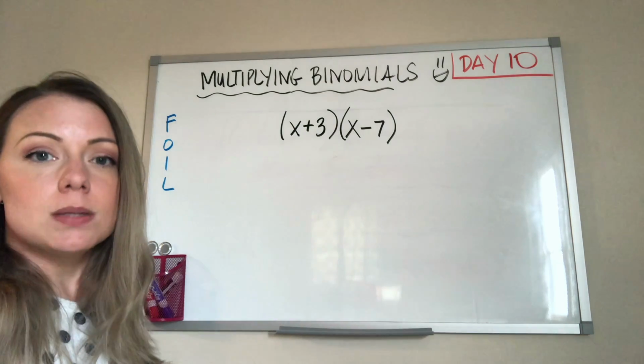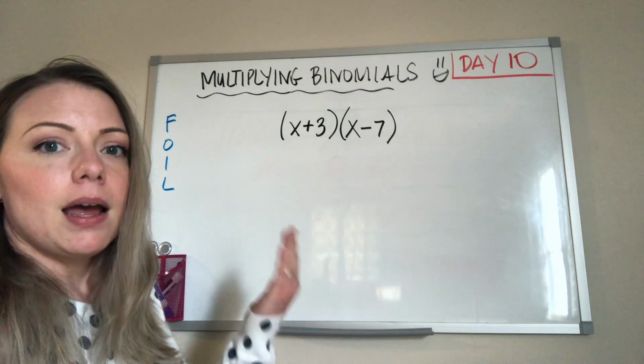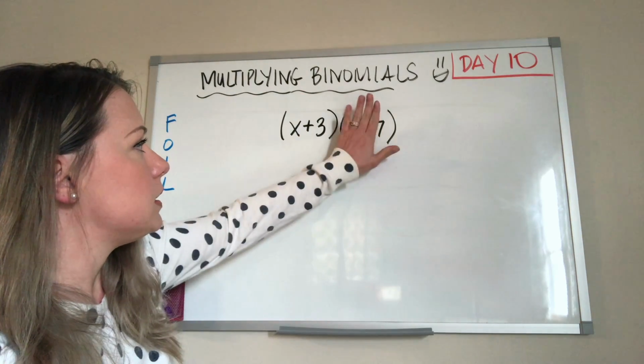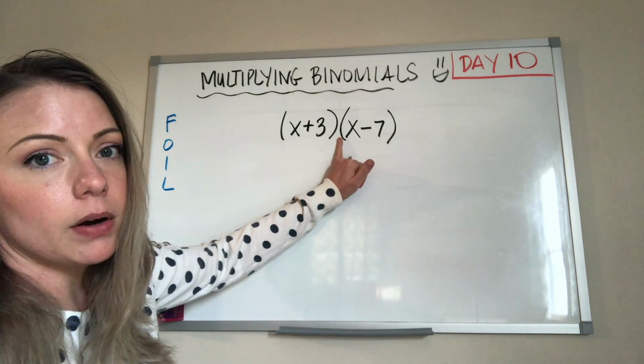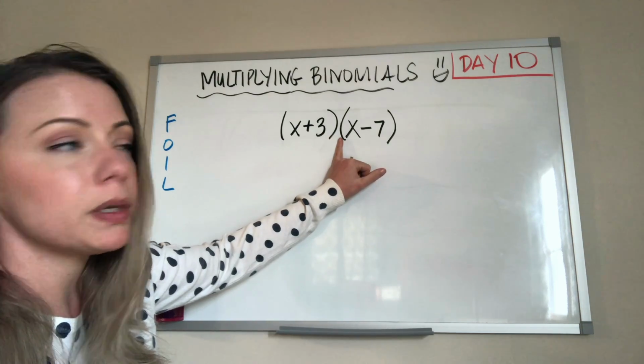If I wanted to multiply them together, let me take a step back. I know I need to multiply these together because I have a set of parentheses next to another set of parentheses, which tells me they're multiplying. All right, so keep that in mind. If you see them next to each other just like this, it means multiplication.